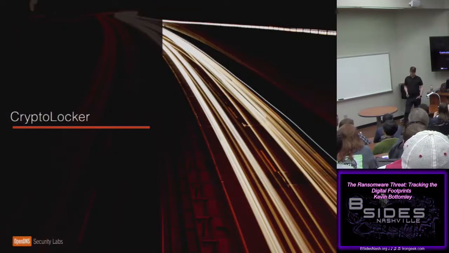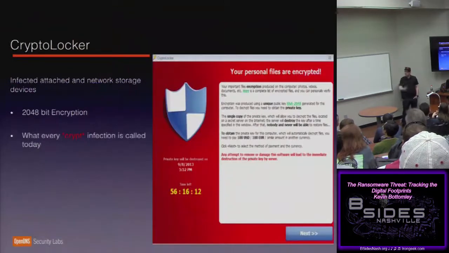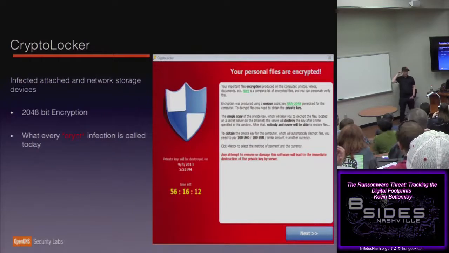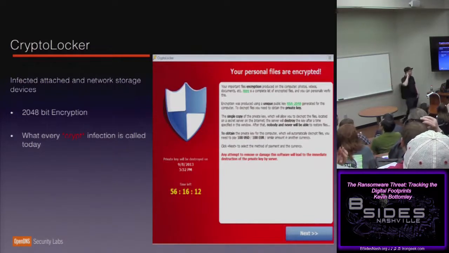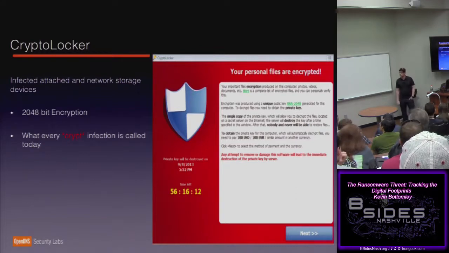Now, as we all know, probably CryptoLocker, pretty much the biggest one that came out swinging in about 2013 or so. It was the first one that actually encrypted your system using a 2048-bit RSA encryption key. And it's also essentially what every locker infection is now referred to, even though no one uses CryptoLocker anymore.